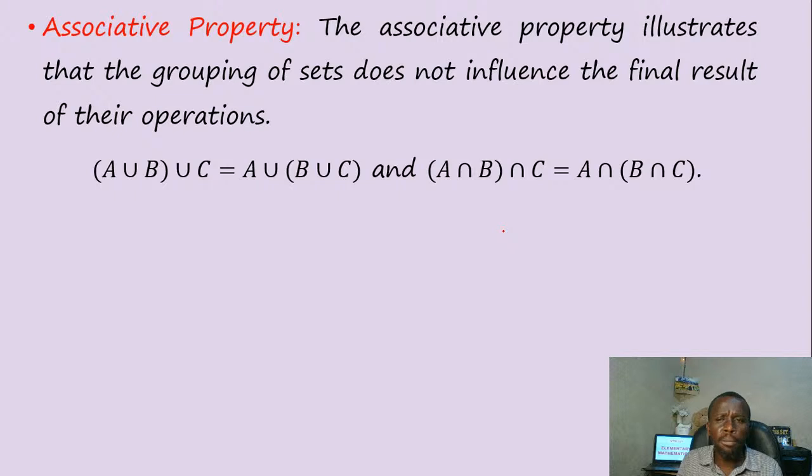So if I have three students, for example, and they want to write a test, so they sit not too close to each other. If I give the script to the middle one first, then to the next, and to the first, and then to the third one, it doesn't mean anything. It does not affect the final result. They will still get that test. So A union B union C.